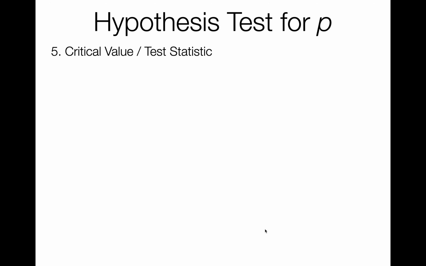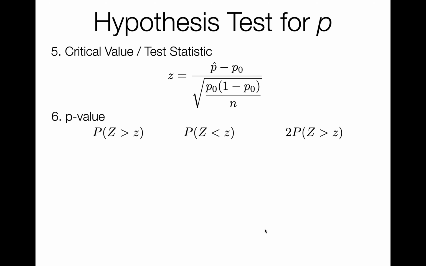So here we are. Our test statistic looks like this. Z equals P hat, my observed sample proportion, minus P naught, divided by the square root of P naught times 1 minus P naught divided by n. Okay, that's the standard error of that sampling distribution. All right, so that's step 5. Step 6 is problem specific.